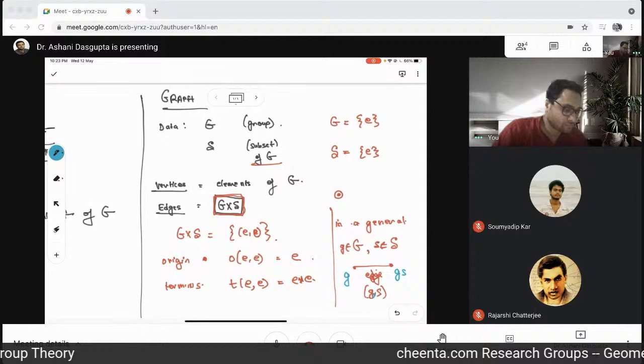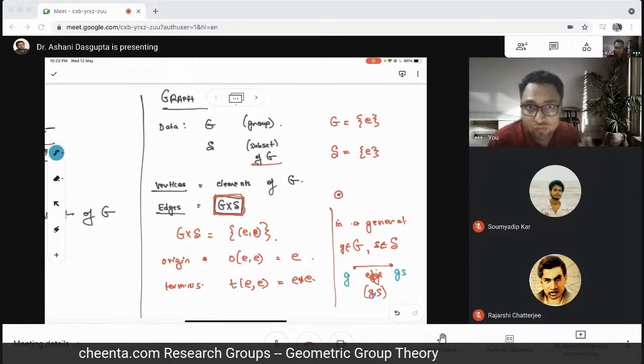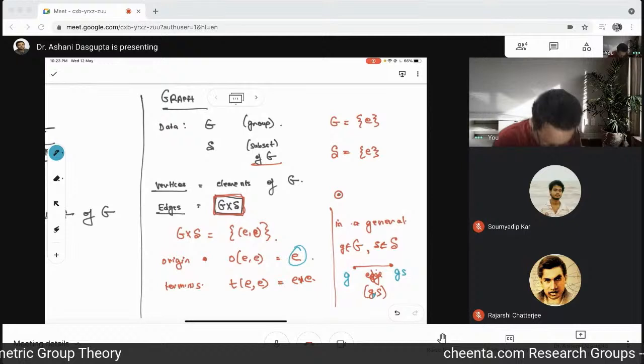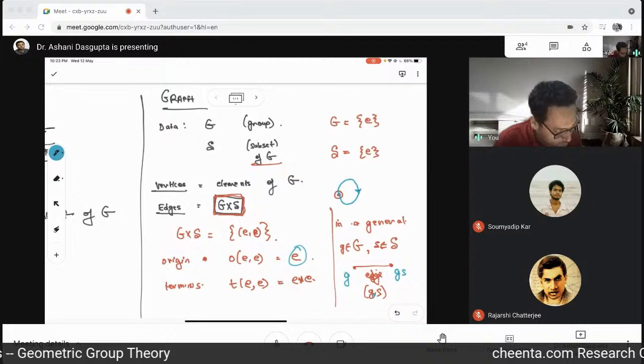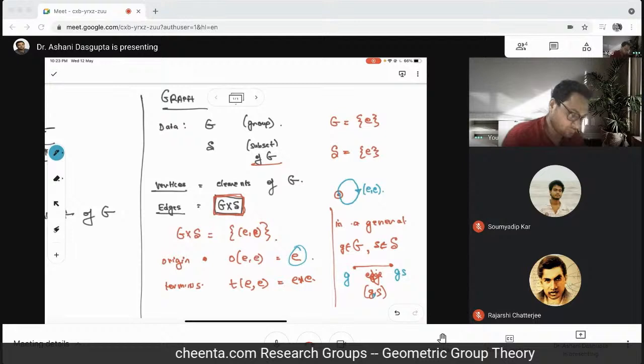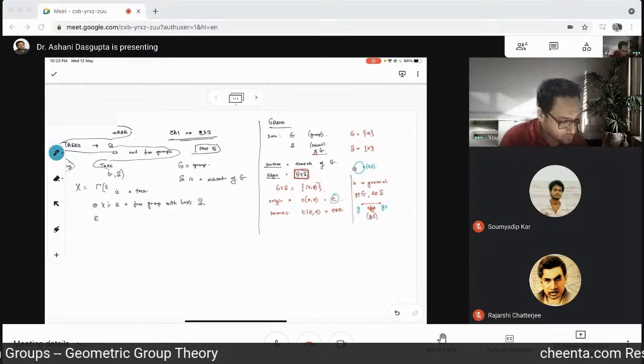Okay. So in this particular case, in the case where we have the trivial group, the singleton group, the origin is E, the single point, and the terminus is also E star E, which is E. So it starts here and it ends here. It's an oriented edge, and the name of the edge is E, E. Okay. Do all of you follow, Ayushi and Shomuri? This is actually quite simple for this is a group with one element.